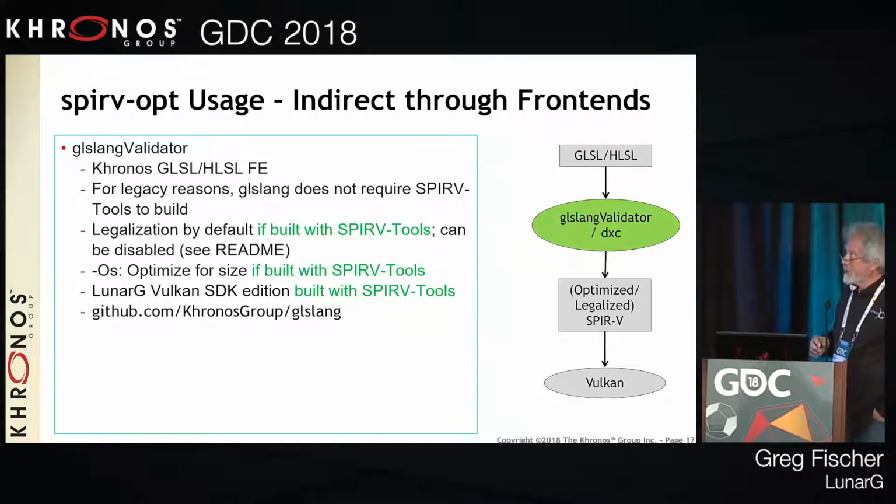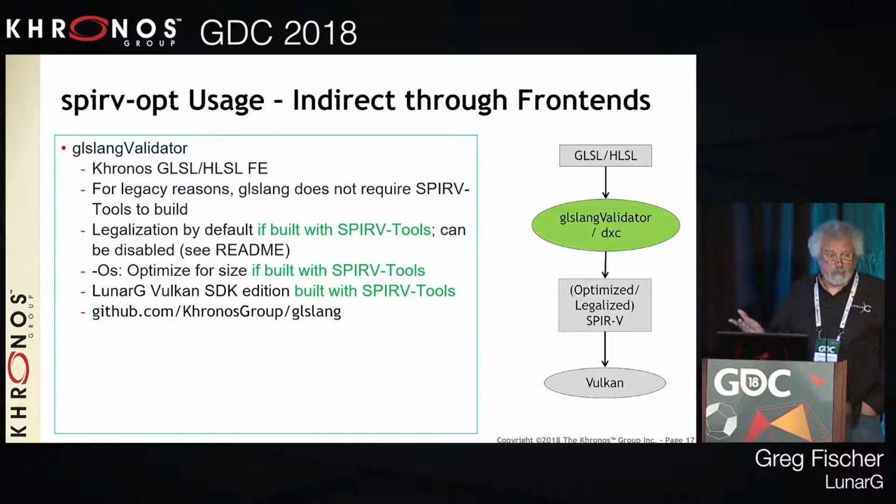And as was mentioned earlier, I think in a previous talk, SPIR-V-opt can also be called indirectly through the front end. However, and this is one of the points of the talk, due to legacy reasons, the glslang validator front end does not require SPIR-V tools and SPIR-V-opt to be linked in when you build it.